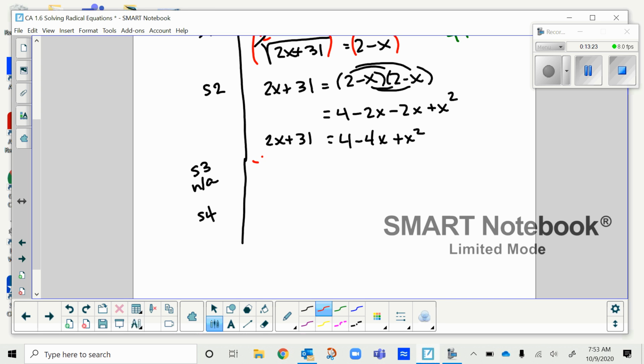So I will subtract 2x and subtract 31 from both sides. And when I write it on the right-hand side, I'm going to line it up with my like terms so that they are matchy-matchy. So on the left, I have 0. And on the right, I'm going to go ahead and write it in standard form as I'm combining like terms. So that would give me x squared minus 6x minus 27.